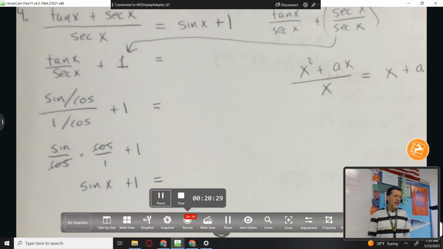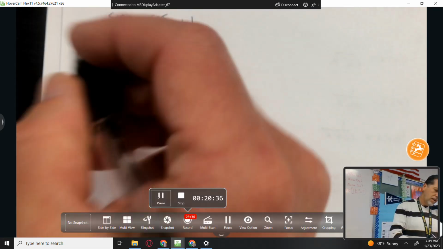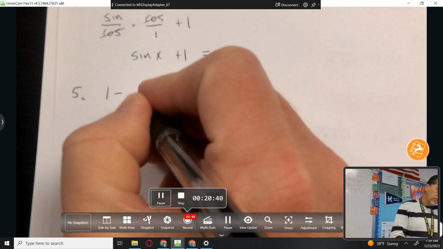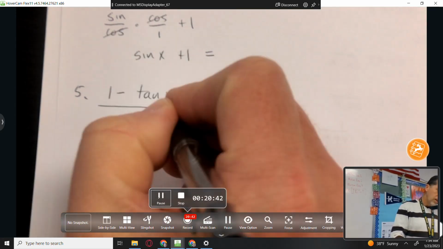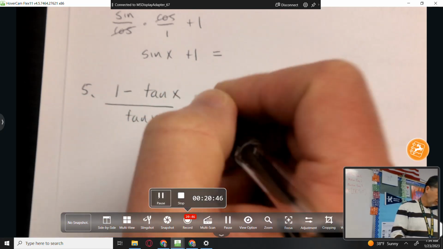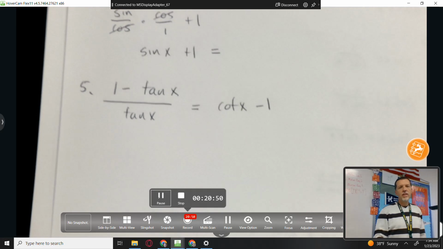Again, you have the answers, so it's just a matter of getting there. Two more. Both of these are kind of shorter than most of the ones we've done before. 1 minus tangent of x over tangent of x equals cotangent of x minus 1.